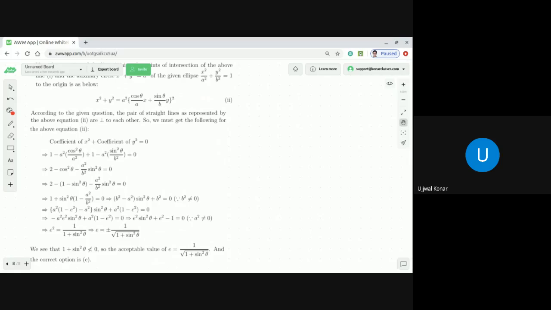E as equal to plus minus. But you know that 1 plus sin square theta cannot be less than 0. And eccentricity always has to be positive, right? As you know. So definitely the value of E has to be 1 by square root of 1 plus sin square theta. Obviously, eccentricity cannot be negative, no, dear students.